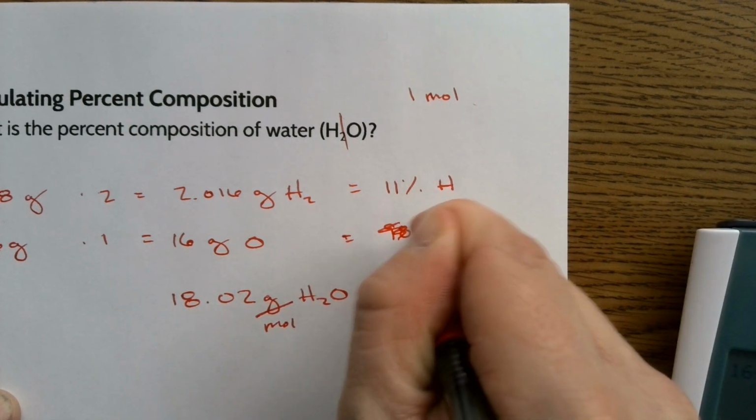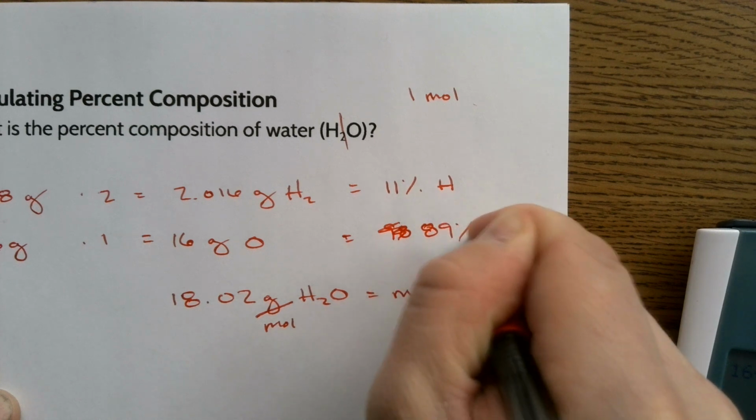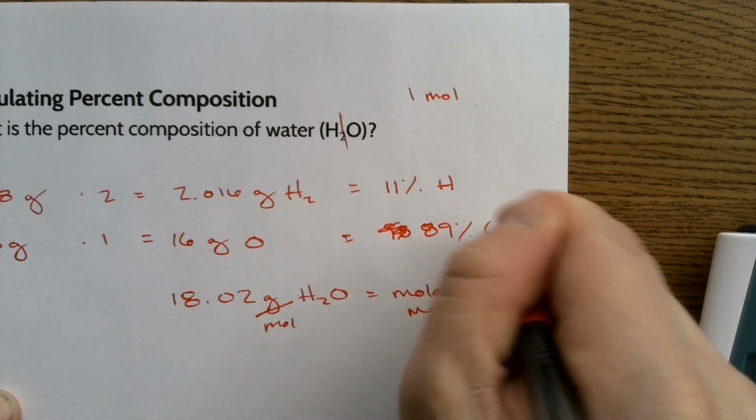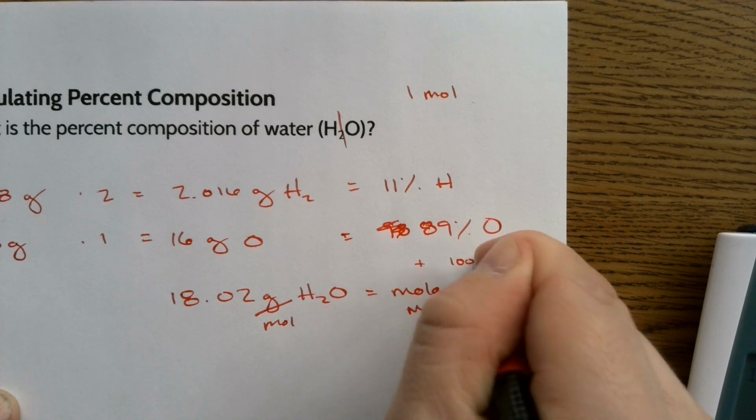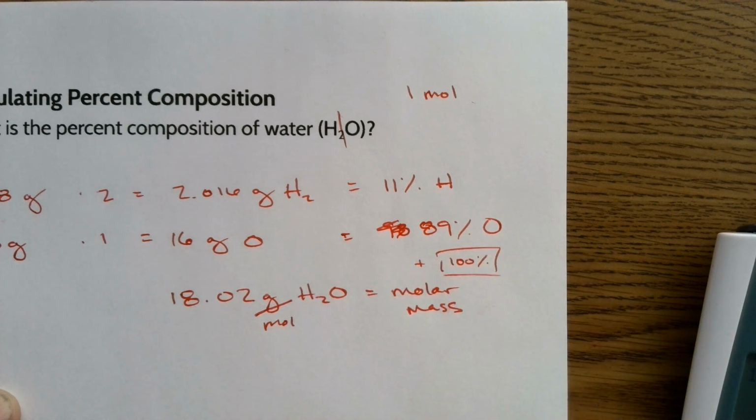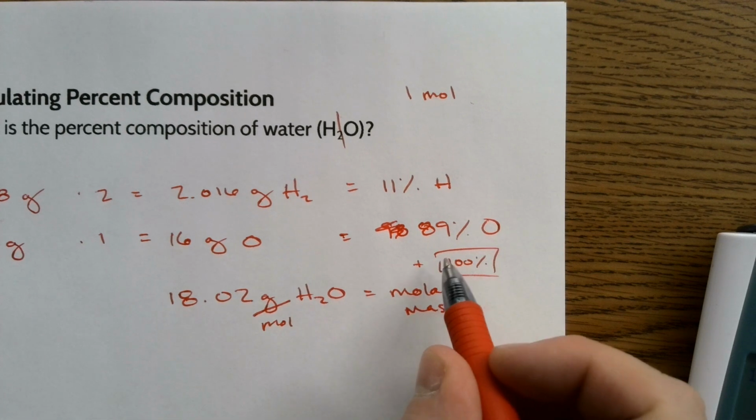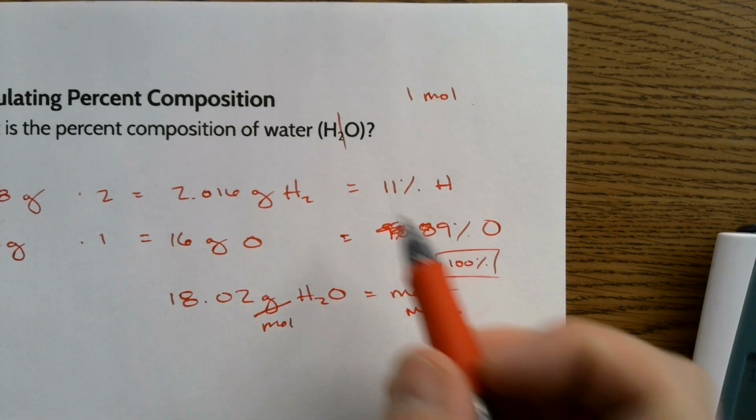Dyslexia kicking in there. 89% oxygen, and when I add this together, it equals 100%, which means I've done it correctly. You want to have 100%. So if you're drinking water, you're drinking 89% oxygen and 11% hydrogen.